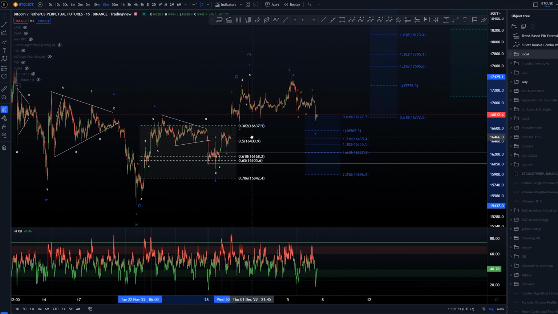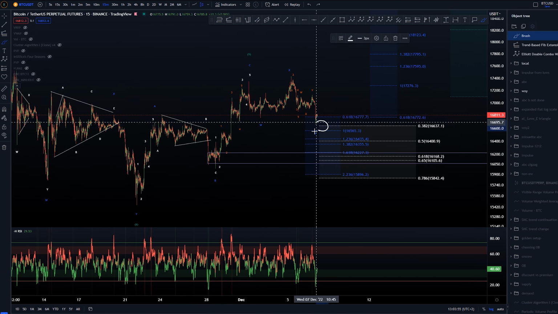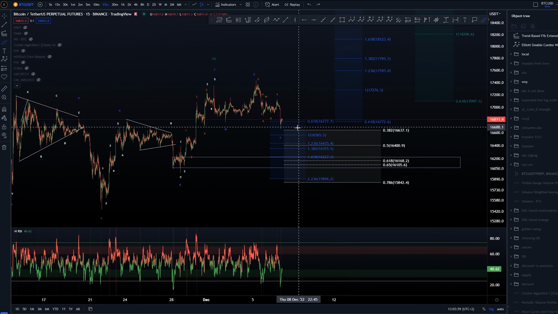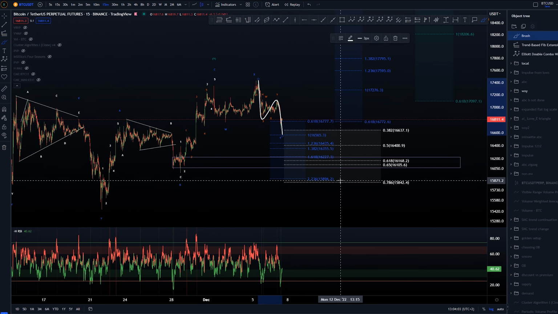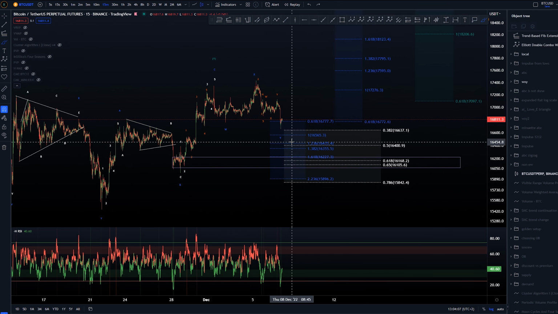38.2 also hit off this move, basically off this move downwards. So there is definitely confluence there as well. But again, we did not hit the 1-to-1. On ETH, I think we did hit the 1-to-1 off this move here. Yeah, I wouldn't really look too much lower on ETH.